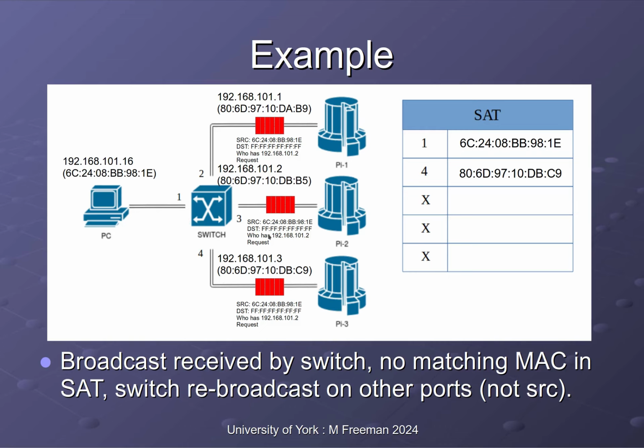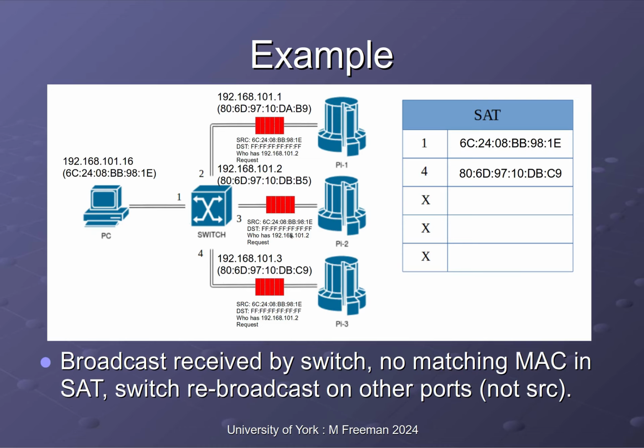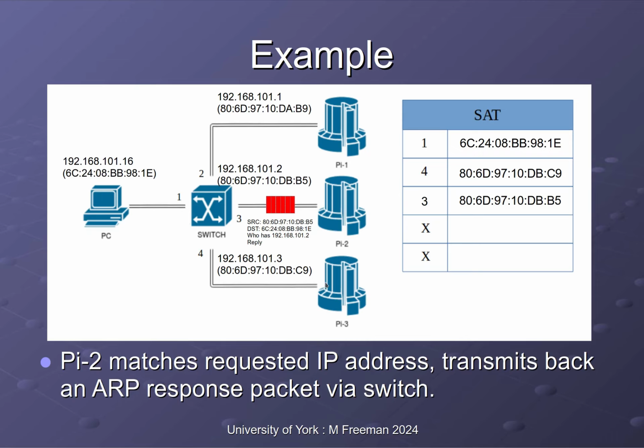And basically it will look and go, right, does the IP address as specified in the ARP header, so this address here, the target protocol address, this 32-bit header here, match my IP address? And if it does, it will respond back with its MAC address. Obviously in this scenario, we have 192.168.101.2, which matches Pi2's IP address. So Pi1 and Pi3 will just drop that packet. It's not for them.